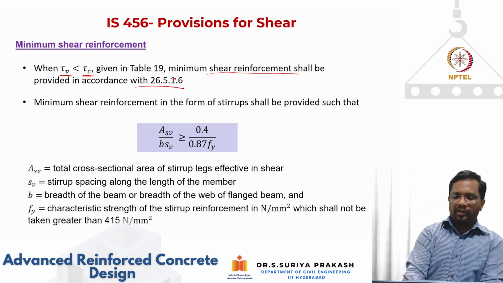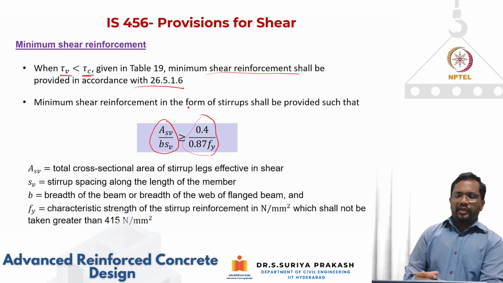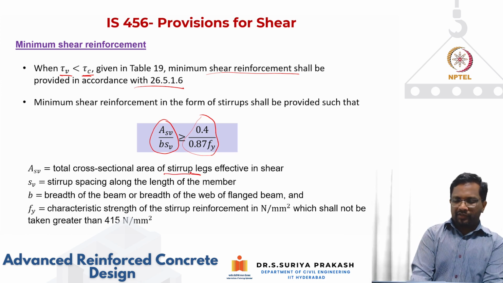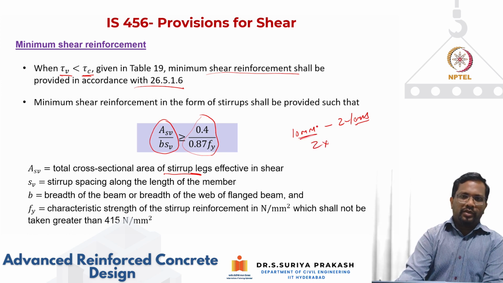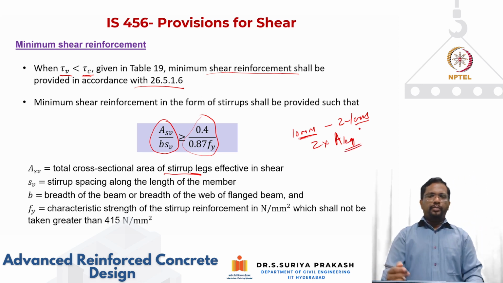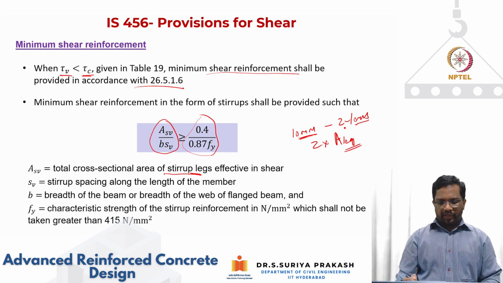So that amount of nominal reinforcement is given as ASV by b SV should be greater than 0.4 by 0.87 Fy. Okay, so now what is ASV? The total cross-section area of stirrup legs. This is what I said. So if I am having, let's say, a 10 mm stirrup, and if I'm putting 2 legs, okay, so I have to multiply 2 times the area of this 10 mm leg. Okay, so that is what we have to take. So depending upon what diameter you're going to put, the area of each leg you can calculate from pi by 4 d square, and then use that in your calculations.